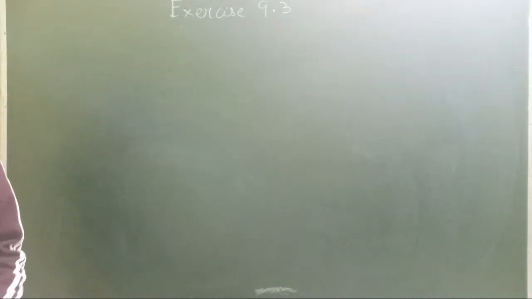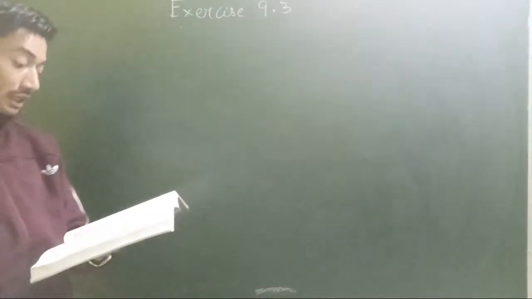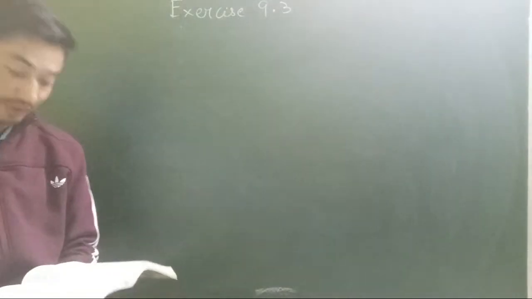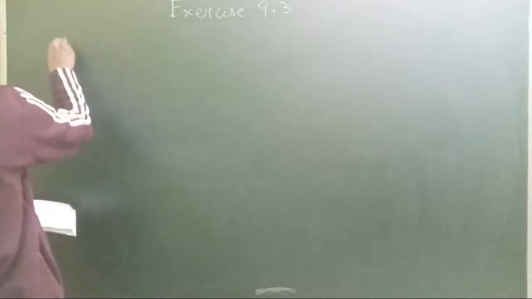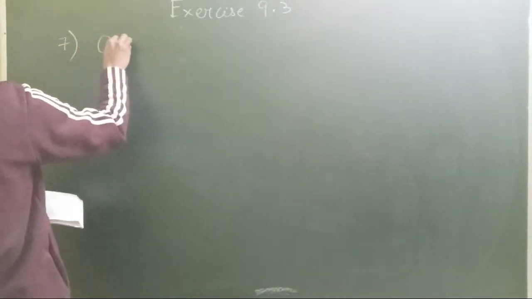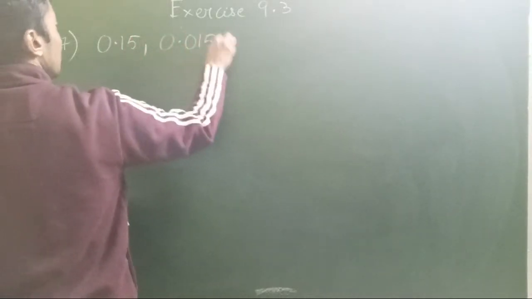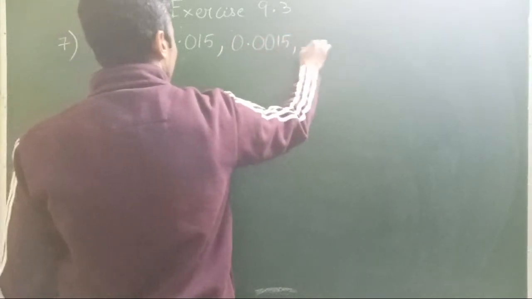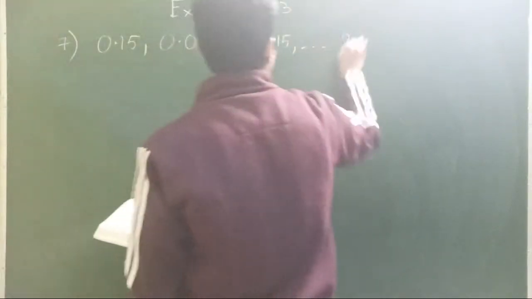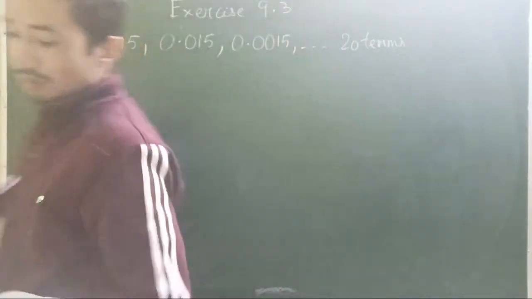Alright, let's move on to the next question, that is about the sum. Find the sum to indicated terms of each of the geometric progressions in exercises 7 to 10. The first one, 7. These are already geometric progressions: 0.15, 0.015, 0.0015, and so on. Up to how many terms do we have to find? We have to find its sum up to 20 terms.